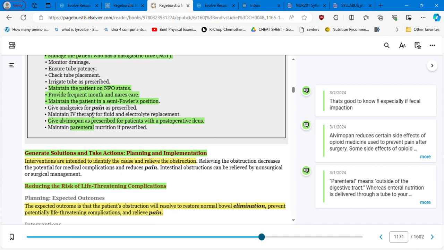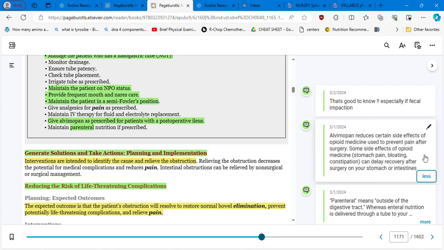Give analgesics for pain as prescribed. Make the patient as comfortable as possible. Maintain IV therapy for fluid and electrolyte replacement. You know that we spoke about the fluid and electrolytes. Give albumin as prescribed for patients with postoperative ileus.